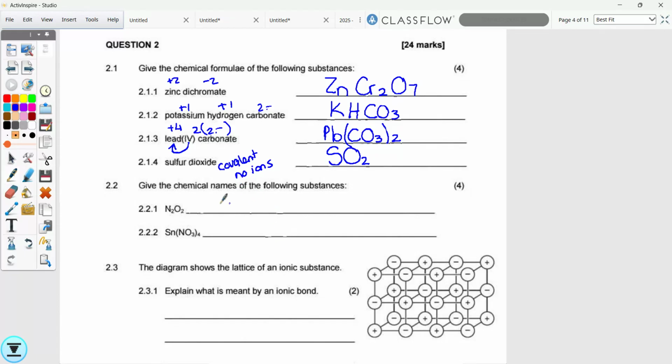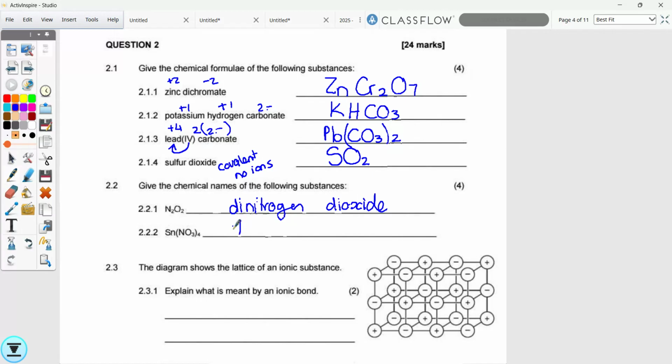Okay, names of the following. N2O2. They will mark it right if you just say nitrogen dioxide. But because you guys are now getting used to the names, dinitrogen dioxide. Okay, but then the next one is the more important one. Sn is what?